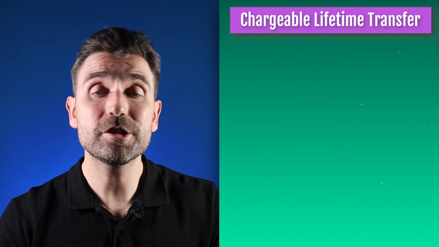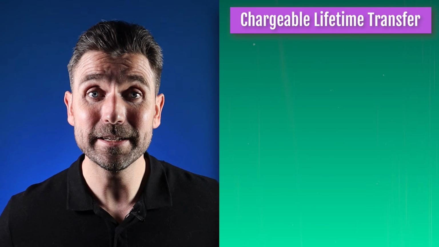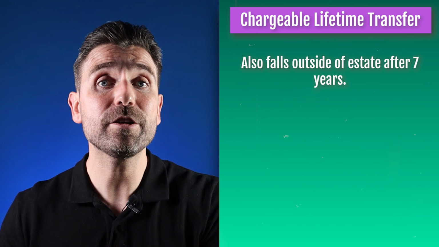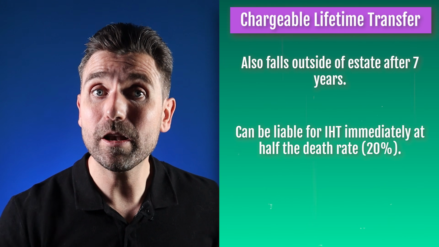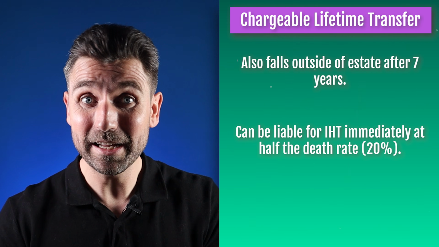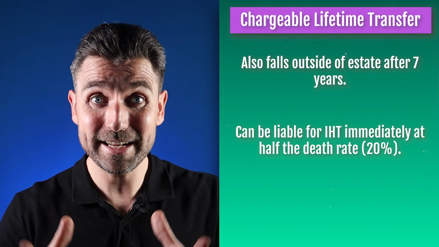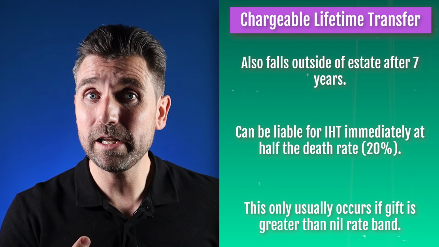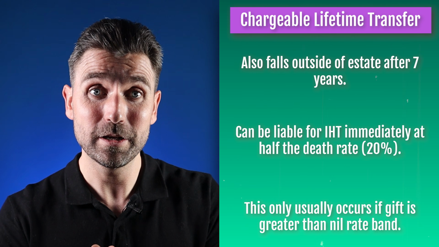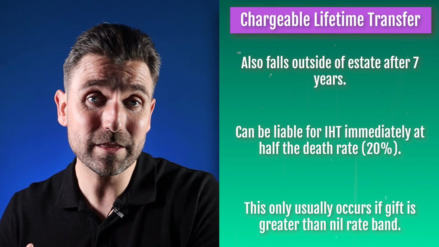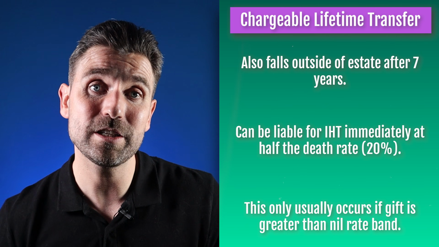A settlement into a discretionary trust is called a chargeable lifetime transfer, or CLT. Like a PET, it will fall out of your estate after 7 years. But when you make a CLT, you can be liable for inheritance tax immediately at half of the death rate. So you could pay 20% on a CLT immediately. That's usually only if the gift exceeds your nil rate band of £325,000 though. So let's say you settled £400,000 into a discretionary trust. Tax would be due on the excess £75,000.